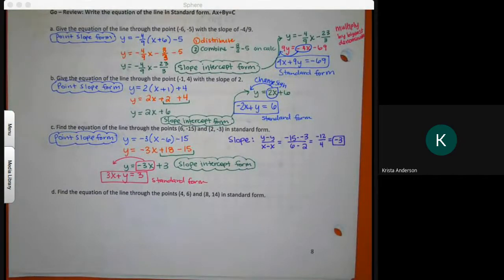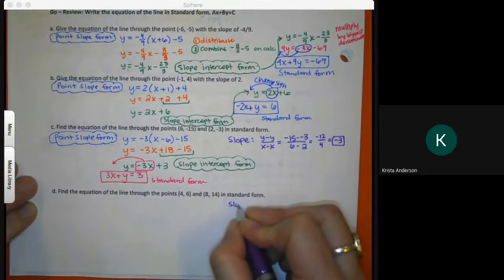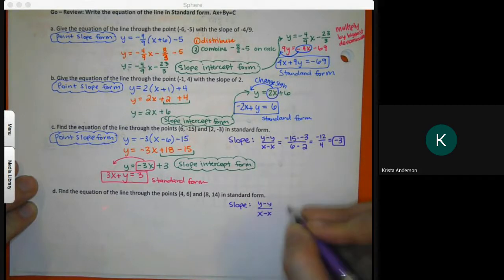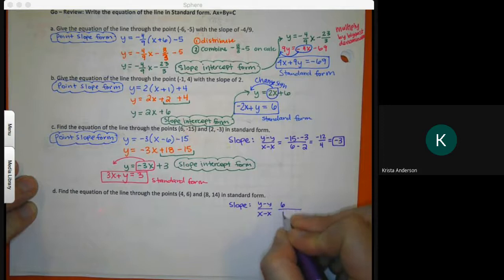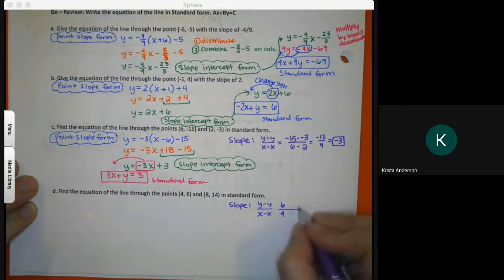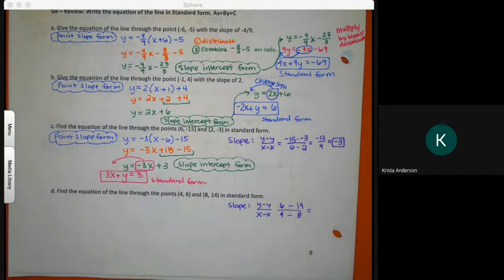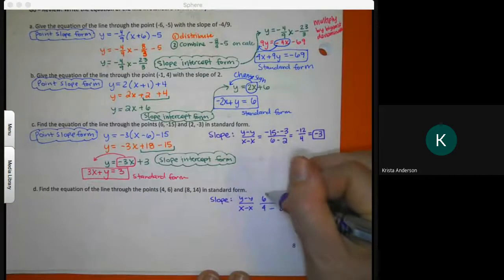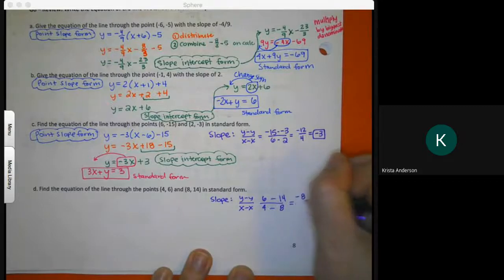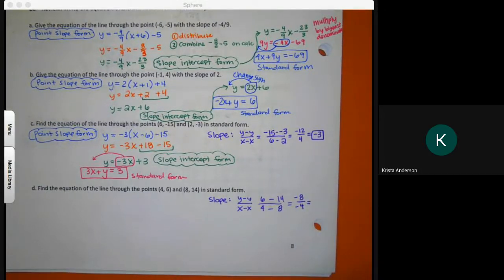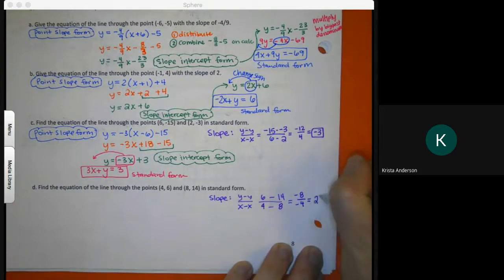Last question, we have 2 points again. I need to find the slope. Y minus y over x minus x. That would be a 6 over 4 and a 14 over 8. Then I place the minus signs. That would be, let's see, 14, 13, negative 8 over 4 minus 8 is negative 4. The double negatives will cancel out. 8 divided by 4 is 2.